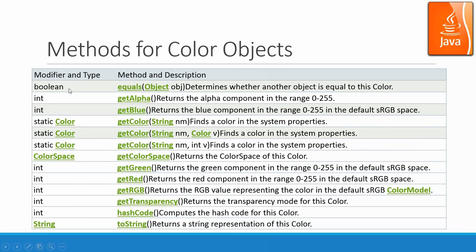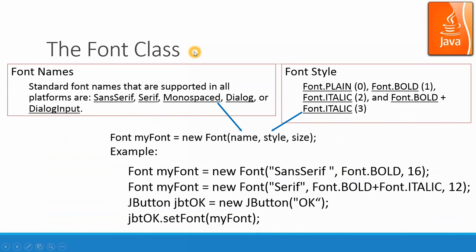Methods for the Color object. You have equals, getAlpha, getBlue, getGreen, getRed, getTransparency. And then you can get the color space, using getColorSpace to get a certain color space out. Color space is the RGB model or CMYK model or hue model. And then you can also convert the color to a string for the string representation. This helps with debugging.